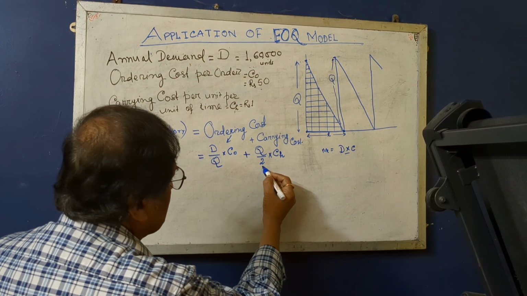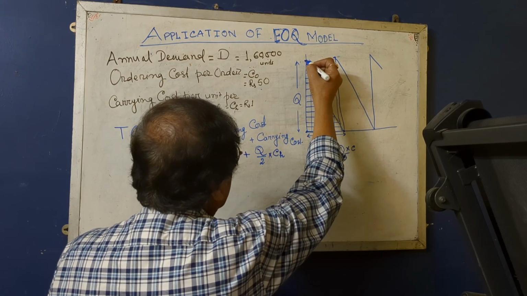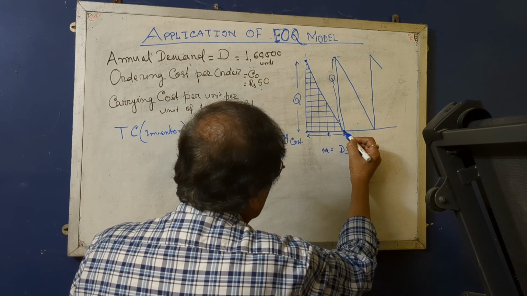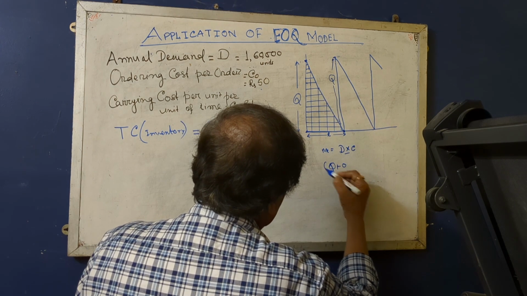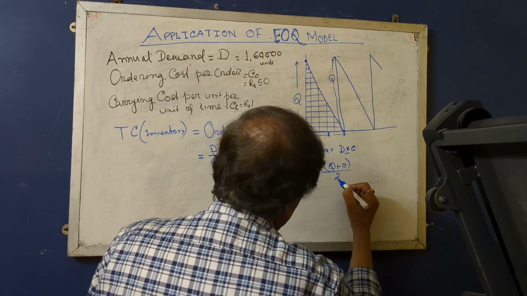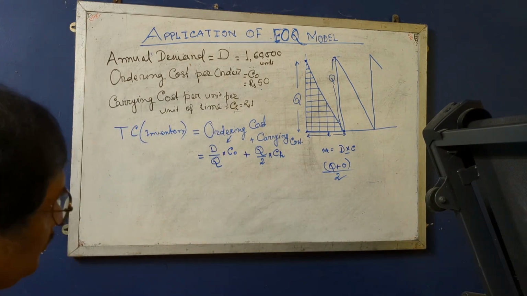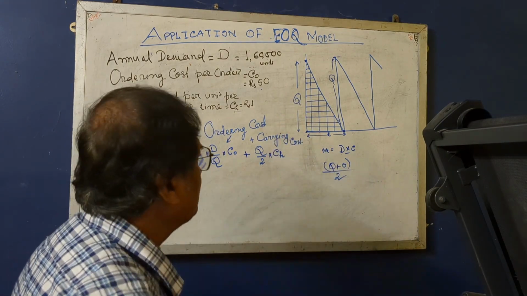So why is the average inventory this? When you receive the order, the total height of the inventory is Q, and finally it reaches 0. The consumption is uniform. That's why the average inventory will be Q plus 0, initial plus final value, divided by 2. Uniformly, it reaches 0. That's why this is the average inventory.